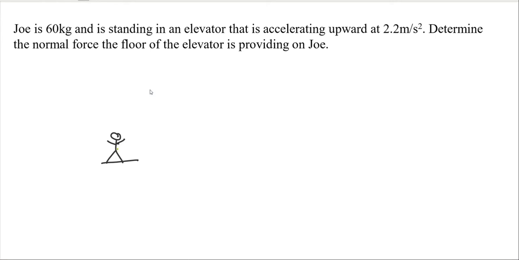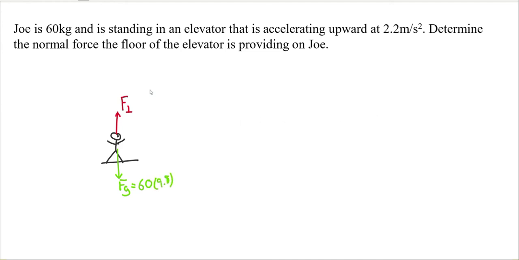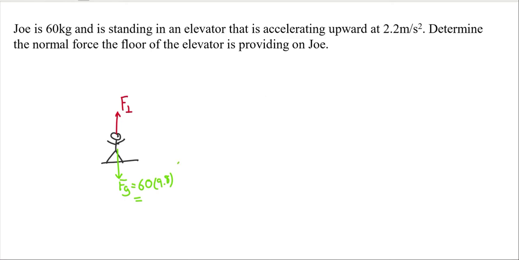One thing that I know is Joe has some gravity, and the floor is pushing upward on Joe, keeping him from breaking through the floor. Now the normal force, again, we can find by taking his mass, multiplying by 9.8. So 60 times 9.8, let's go ahead and do that. 588 newtons. That's how big the force of gravity on Joe is, 588 newtons. How large is this normal force? We don't know. So it's just a matter of making a net force equation.